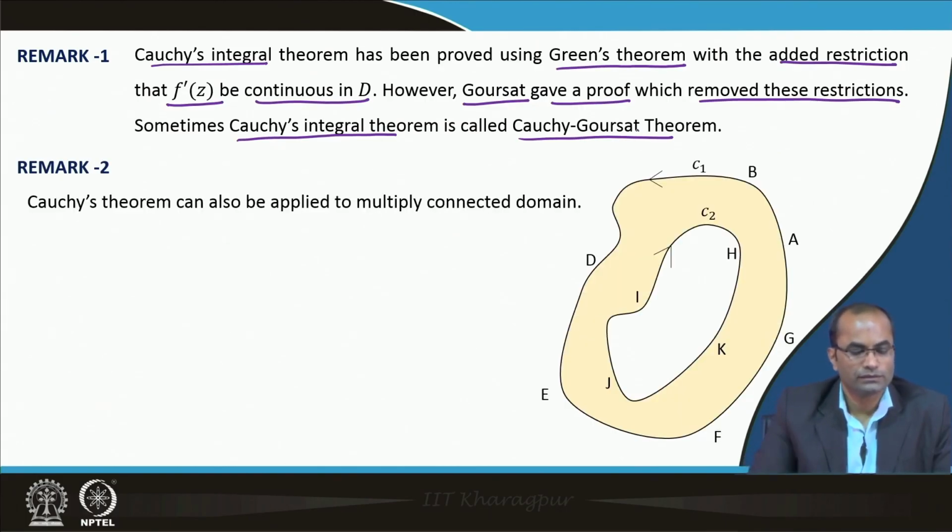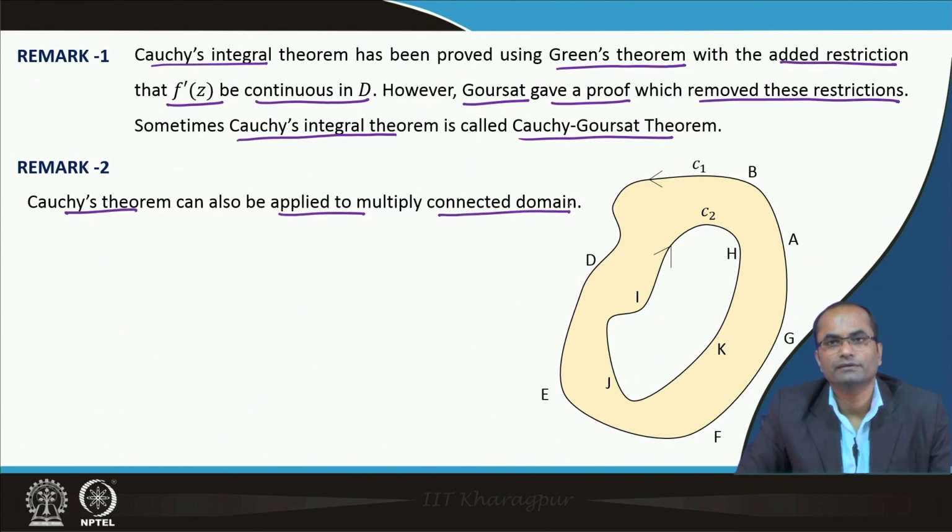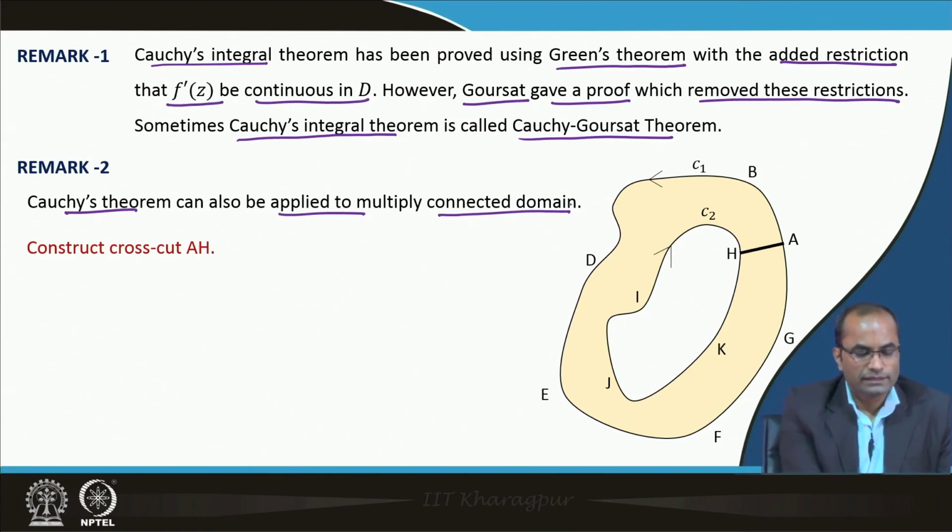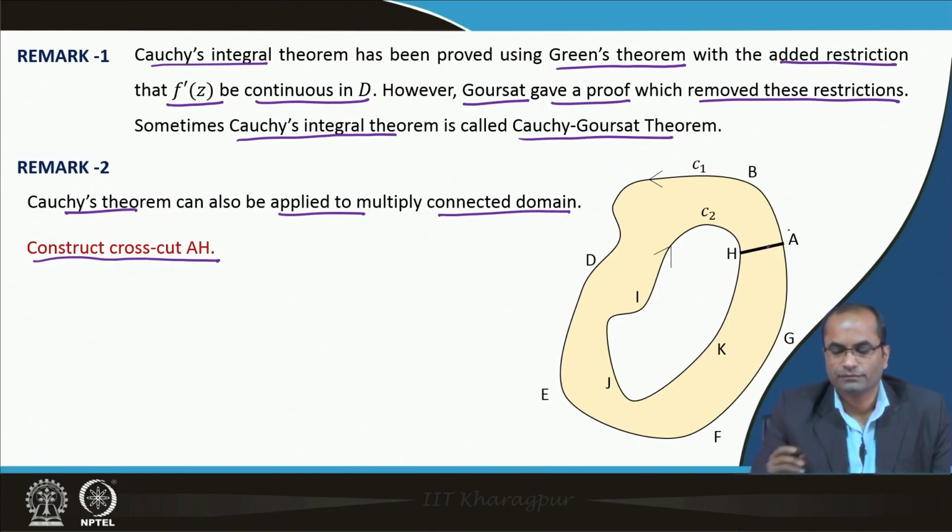Another remark, that the Cauchy theorem can also be applied to multiply connected domains. So far we have taken D as a simply connected domain, but now we are saying that we can also apply Cauchy theorem for multiply connected domains, and there is a simple trick which again gets us back to simply connected domains. So, the idea is that we construct a cross cut AH here. We have used a cut here AH in this domain.